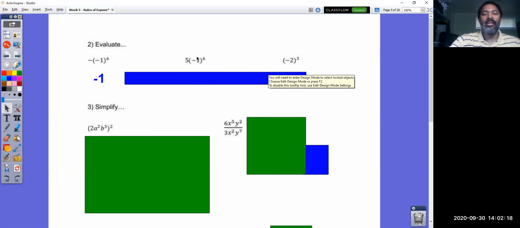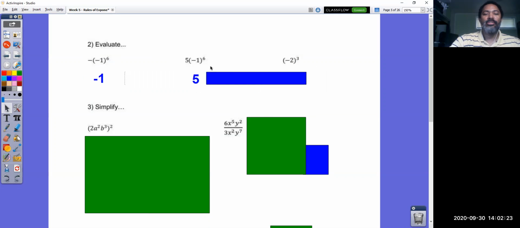Well, we already talked about -1 to the 6th is 1. So multiplied by 5 is just 5. So make sure you're not trying to multiply 5 in here first and then raising it to the 6th power. That would not be good.